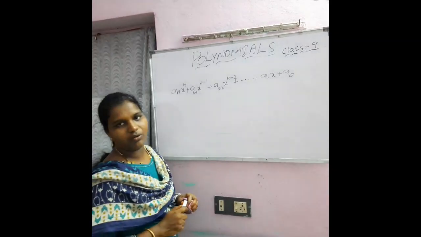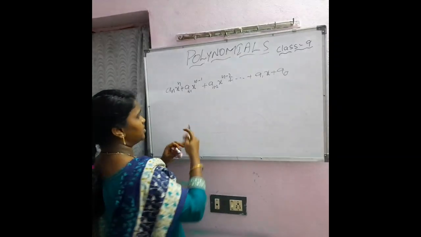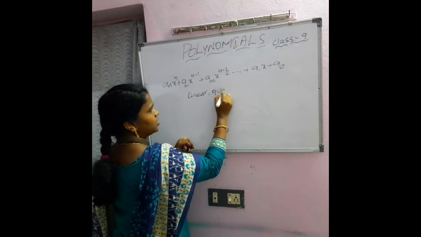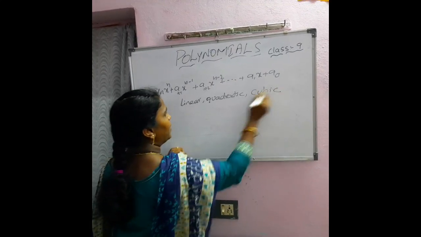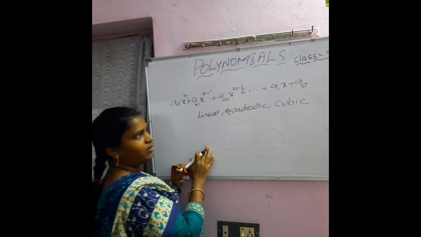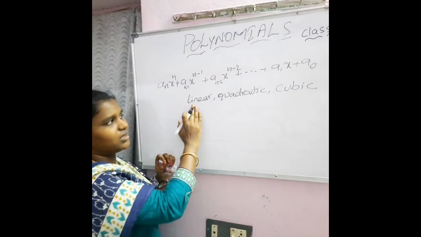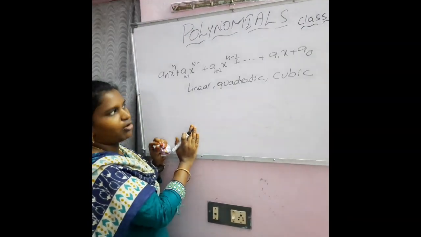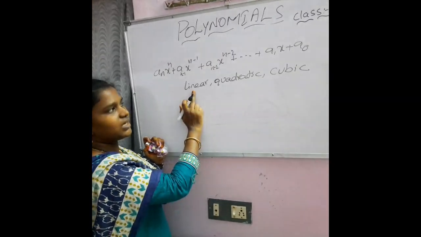By using the degree of the polynomial, we can divide the polynomial into different types, like linear equations, quadratic equations, cubic equations. By using the general formula and the degree of the polynomial, we can divide the polynomials into 3 parts, that is linear equations, quadratic equations and cubic equations. If the degree of the polynomial is 1, then we can say that it is a linear equation.